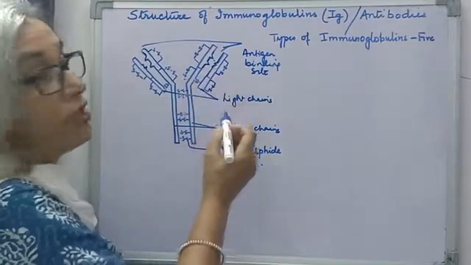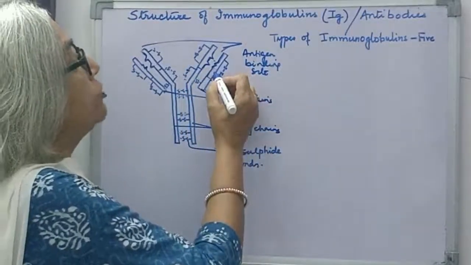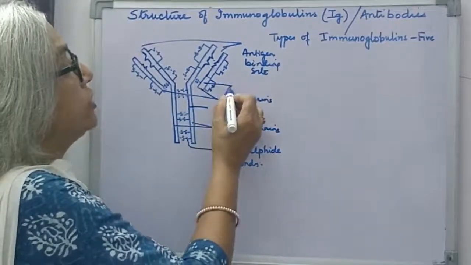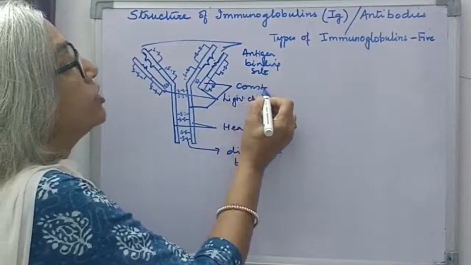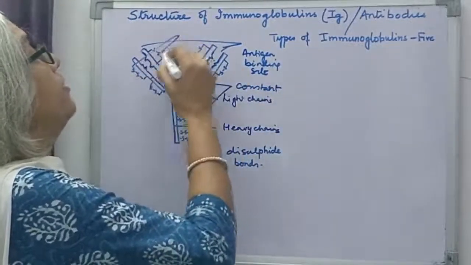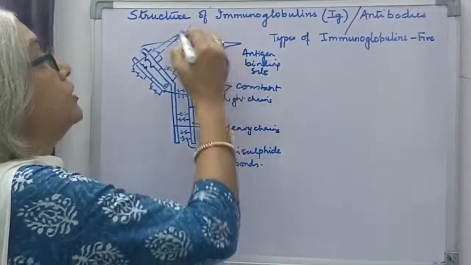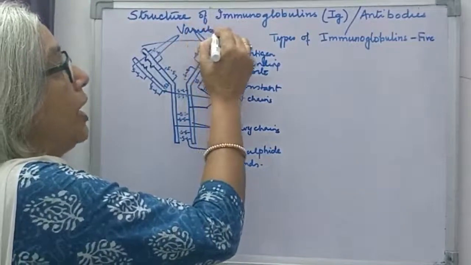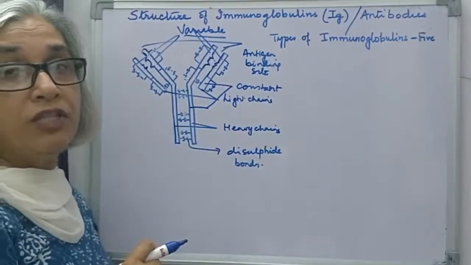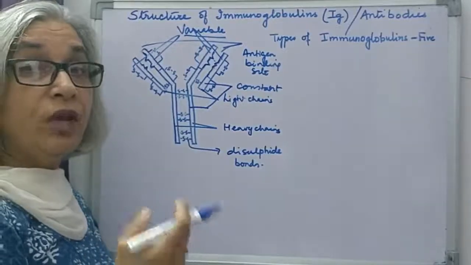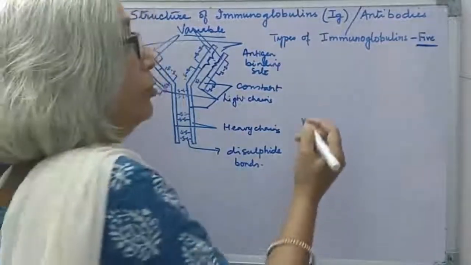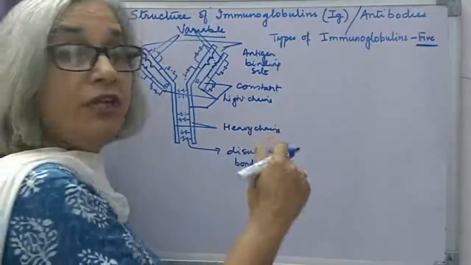Now each of these chains has a constant portion and a variable portion. So this is the constant portion of both the chains, and this is the variable portion of both the chains. It is this variable portion of the 2 polypeptide chains which differ, because of which there are 5 different kinds of immunoglobulins in mammals and even in humans.